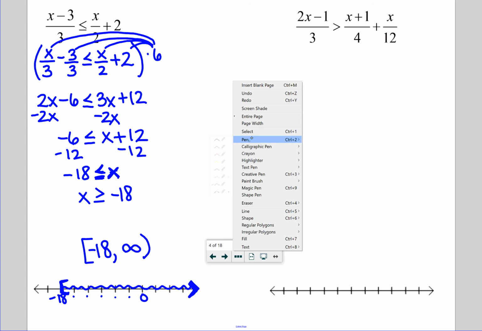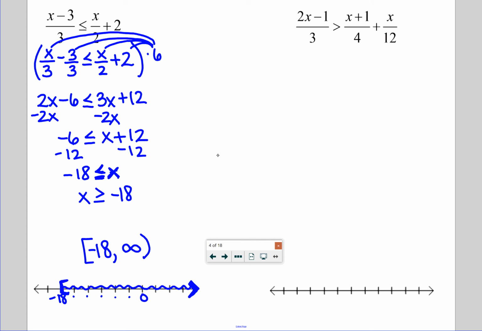All right, let's do one more of these fraction ones. I'm not going to split the fraction here. I'm just going to go ahead and multiply by the least common denominator to show you what it would look like if you want to use this method, but you could always split it if you want. My denominators are 3, 4, and 12. So the least common denominator here is 12.